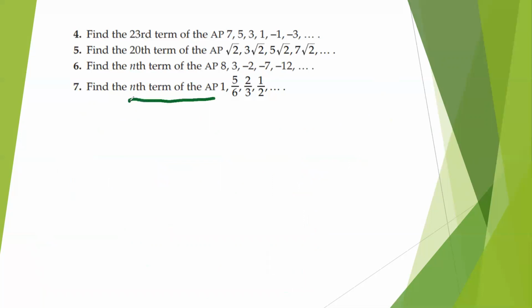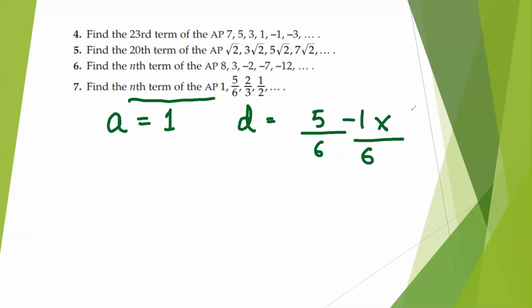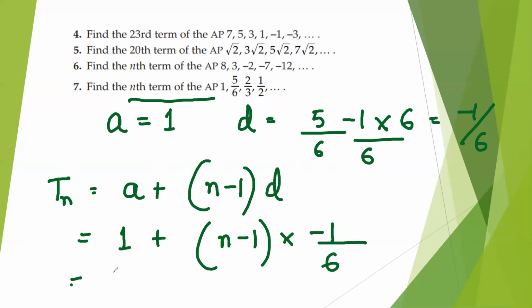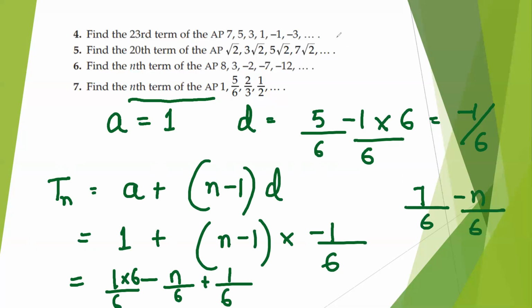Next question, find the nth term of the AP where A is given 1 and you can find D. D will be 5 by 6 minus 1. You cannot subtract till you make the denominator the same. After making the denominator the same, you get minus 1 by 6. So Tn will be A plus (n minus 1) times D. A is 1, and n we have to find in terms of n, minus 1 by 6. On solving you get minus n by 6 plus 1 by 6. Again you can make the denominator the same. So it gives you 7 by 6 minus n by 6, which you can write as (7 minus n) by 6. This will be the answer. You can check, n is 1. So 7 minus 1, 6 by 6 gives you 1, which is correct.